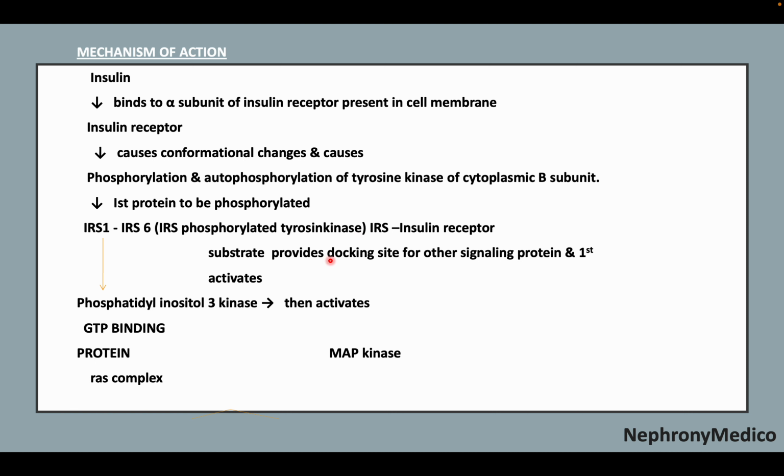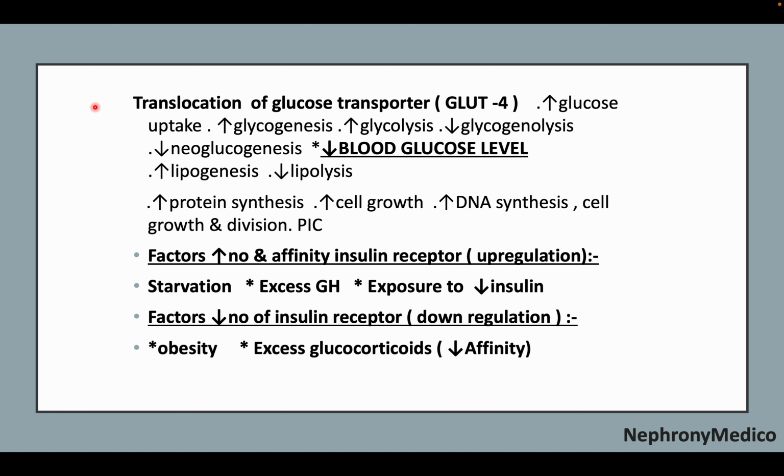These are the substrates providing docking sites for the other signaling proteins, and first activate phosphatidyl inositol 3 kinase and then activate GTP binding, leading to the RAS protein complex and MAP kinase. The translocation of the glucose transporter causes increase in glucose uptake, increased glycogenesis, increased glycolysis, reduced glycogenolysis, reduced gluconeogenesis, so reduced blood glucose level, increased lipogenesis, reduced lipolysis, increased protein synthesis, increased cell growth, and others.